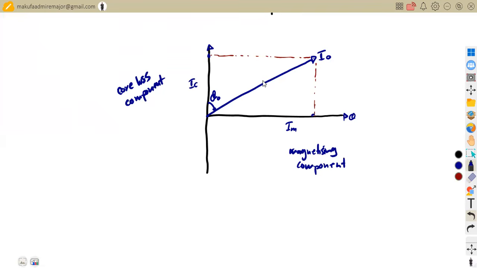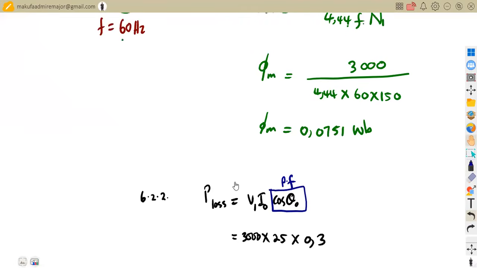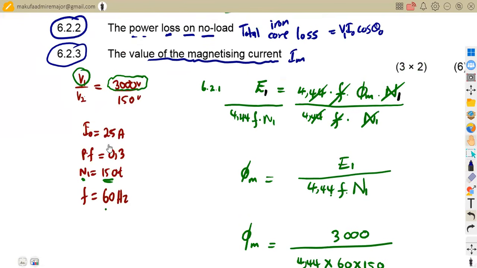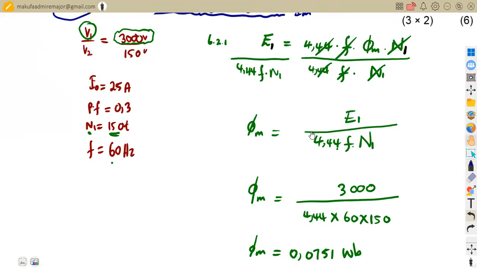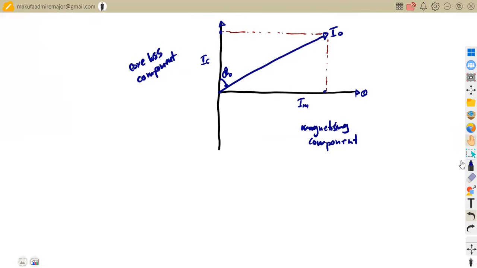So in this case, we are given the no load current, if you still remember from our information. I want us to be careful here. We want to calculate the magnetizing current. We have the no load current of 25 amps and the power factor of 0.3. These are the two things that I want here. So I'm going to work with these two. Like I said, I'm going to explain another way also.